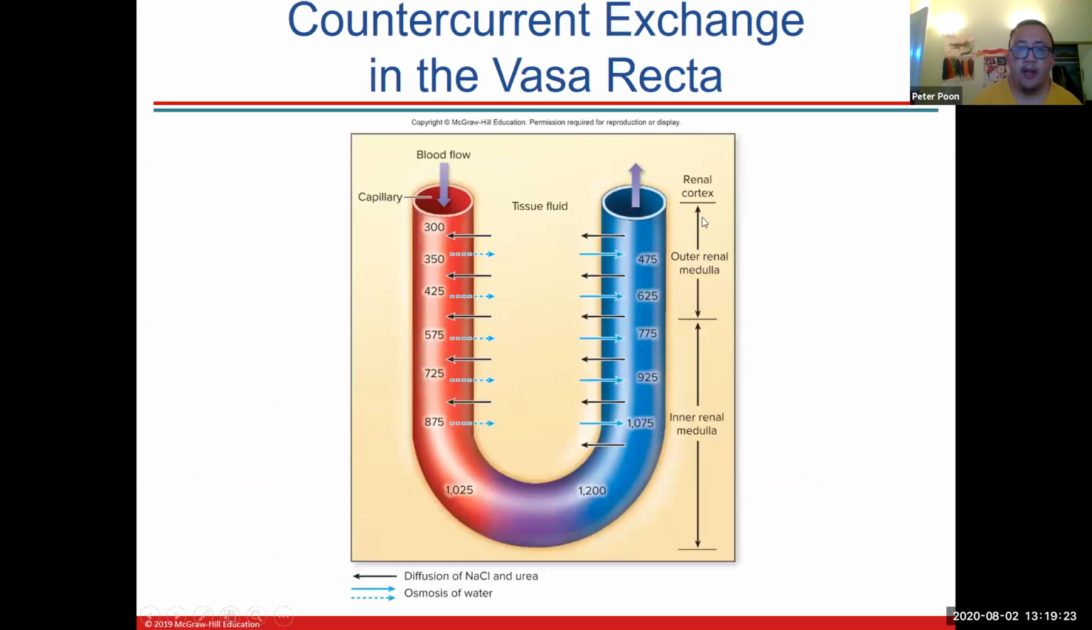So same thing, this is a countercurrent exchange. These two tubes flow right next to each other. So salt and urea flow from high to low. Water goes from low that way, right? From high concentration of water to low concentration of water. Okay, so you reabsorb salt and water.